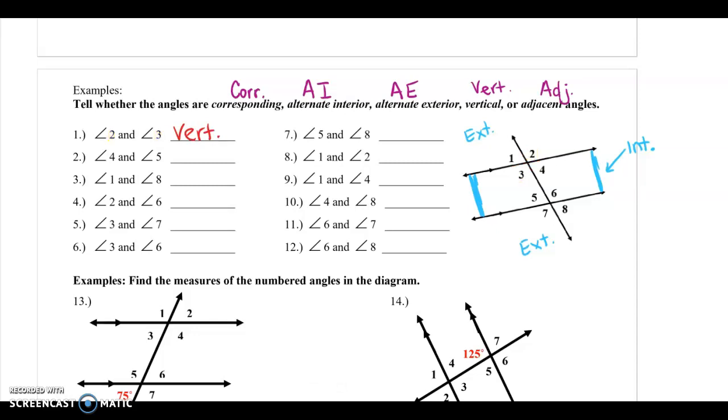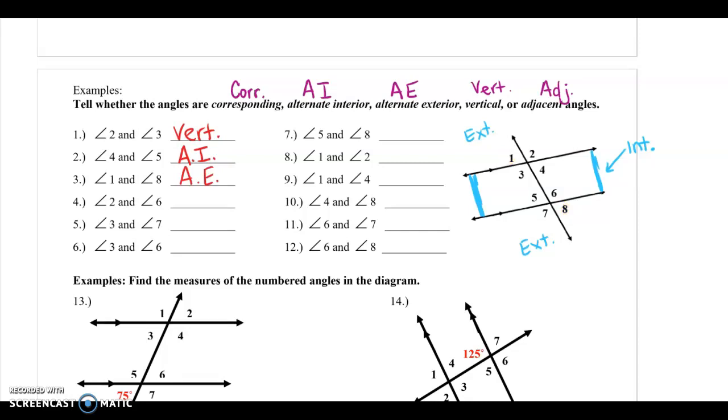Next pair would be 4 and 5. Notice how they're both in the interior part of our lines, and they're opposite of each other. So that would make them alternate interior angles, AI. All right, I'll erase that and go back. We've got 1 and 8. Notice how 1 and 8 are both on the exterior part. That would make them alternate exterior angles, so I'll do AE.